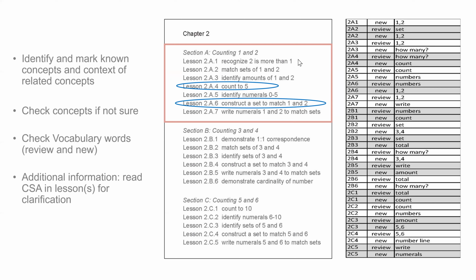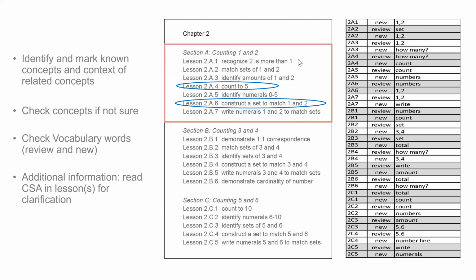Can I assume if my student has some of these, they have most or all of them? In looking here, I would say that's probably true. When I look at counting to 5, constructing a set to match 1 and 2, writing numerals 1 and 2 to match the sets, I'd say more than likely my student can recognize 2 as more than 1, they can match sets of 2 and 1, and identify the amounts of 2 and 1. Those are prerequisite skills, so I'm thinking that's probably true.